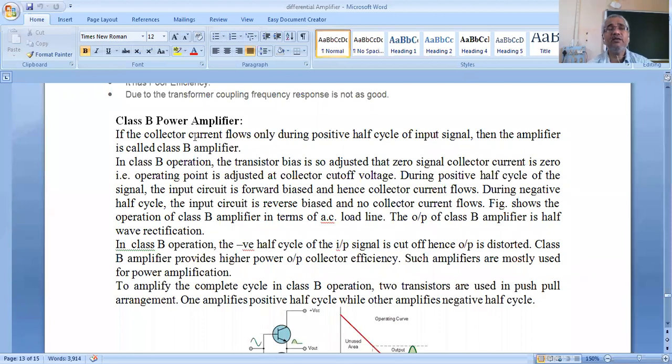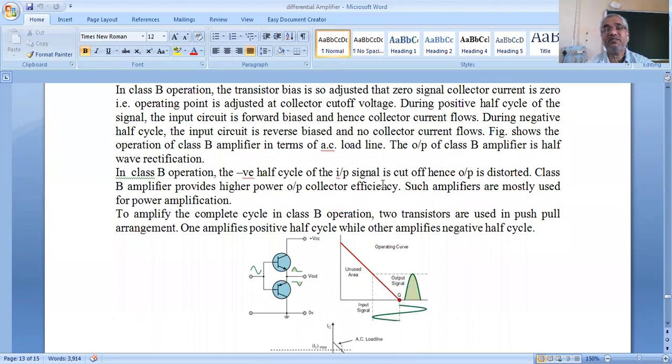So if the collector current flows only during the positive half cycle of the input signal, only for half cycle of the input signal the collector current flows, and the next half cycle will be clipped off or cut off. Such types of amplifiers are called class B amplifiers. In class B operation, the transistor biasing is so adjusted that zero signal collector current is 0 and the operating point is adjusted at the collector cutoff voltage.